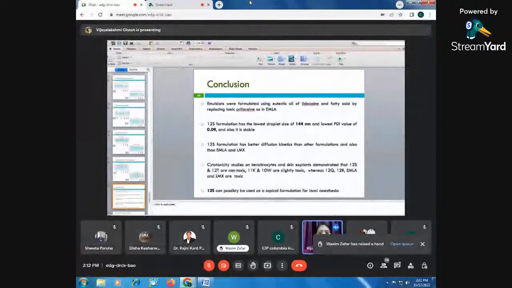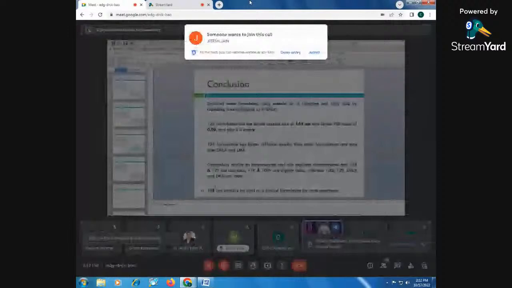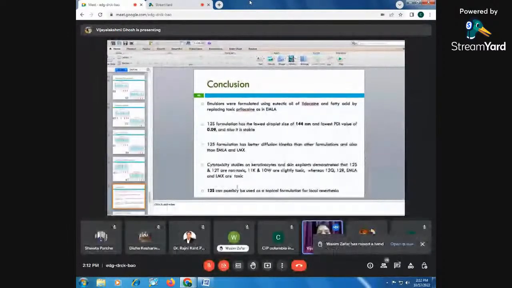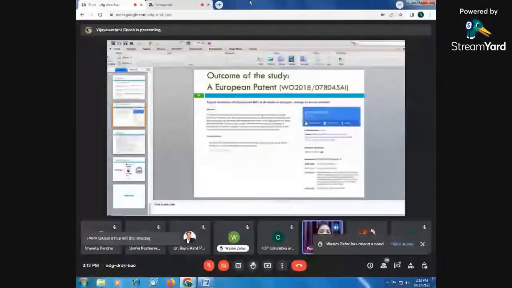So we suggest that this 12S formulation can possibly be used as a topical formulation for local anesthesia. As a result of our experiment, the outcome is a European patent. So we have filed this patent and it was also granted in the year 2018.